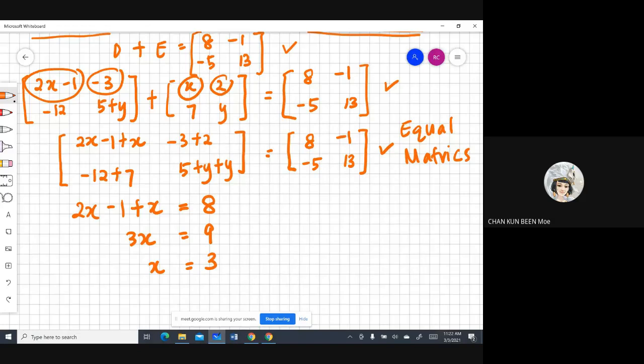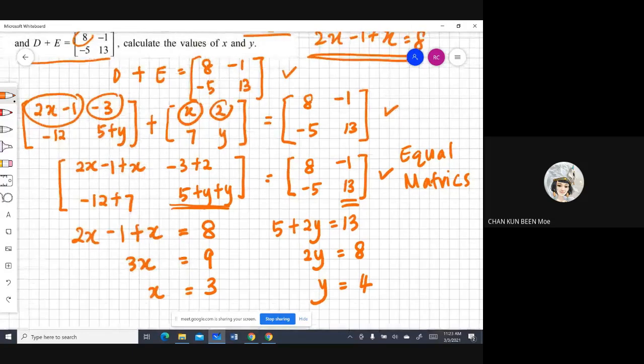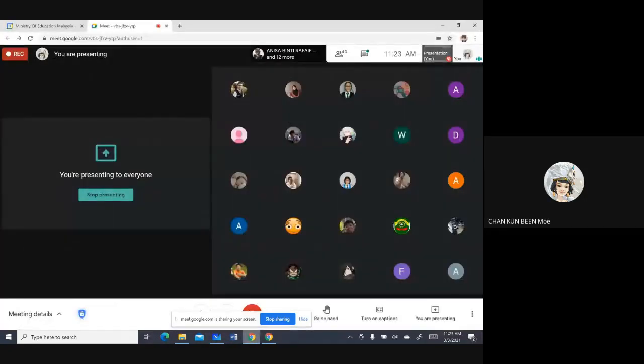And then to get the value of y, you can see the y is right here. So 5 plus y plus y means 5 plus 2y is equal to 13. So 2y is 13 minus 5, which is 8. Therefore, y is equal to 4. So we have found the value for x and y already. Okay, any questions so far? Any questions, class? No, madam. Okay, so we continue with the next one.